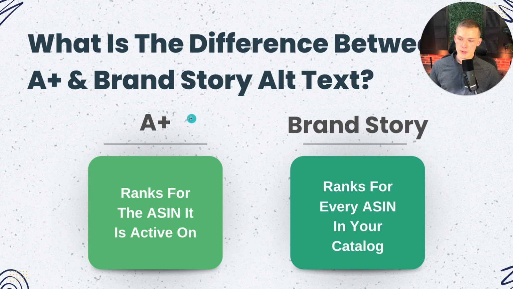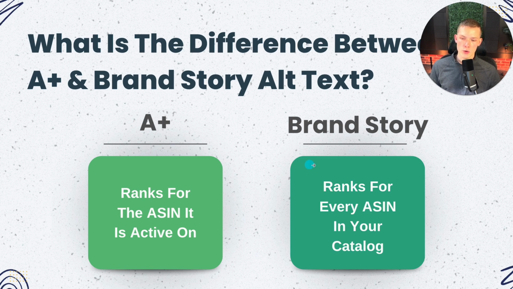So what is the difference between A+ and brand story alt text? Well, the main difference is that with A+, the keywords that you have in those fields are going to rank for the ASIN it is active on. So you have ASIN A and you have A+ content live on ASIN A. That A+ content, the keywords in it are only going to rank for ASIN A. They are not going to rank for ASIN B.